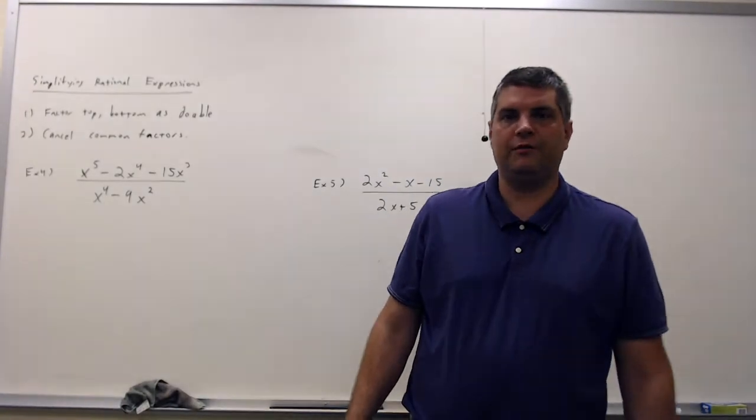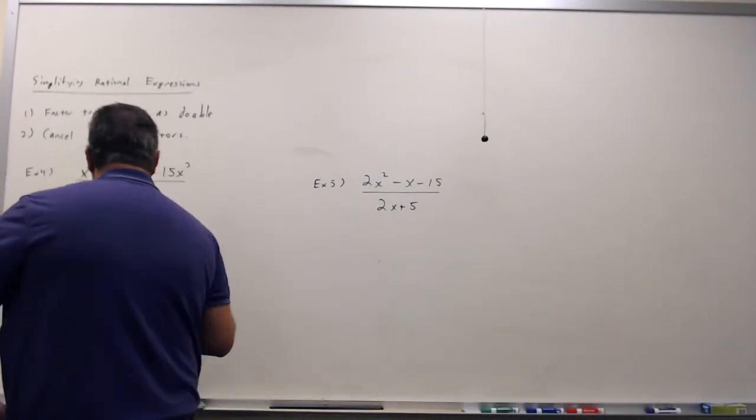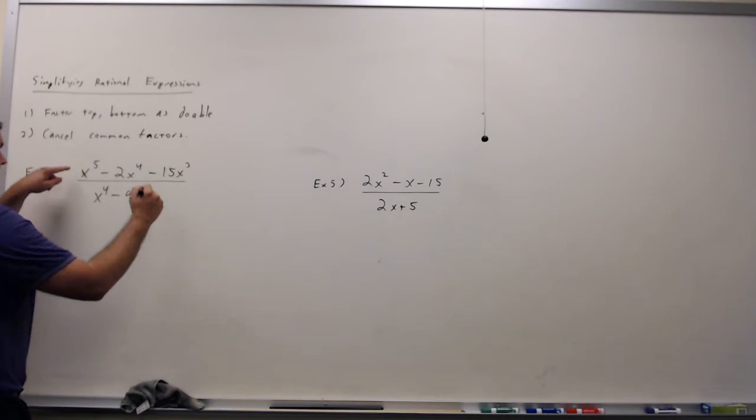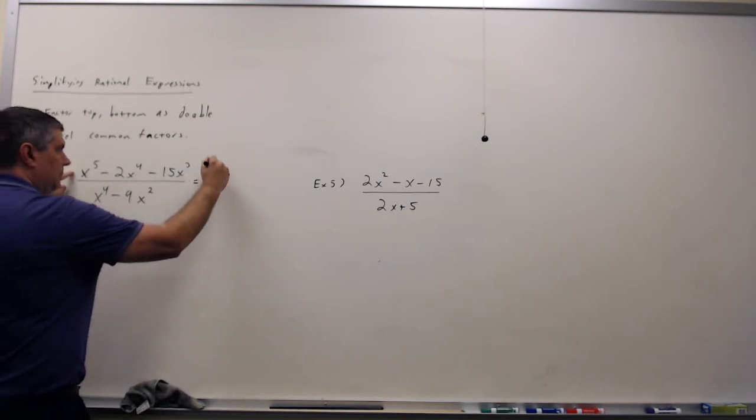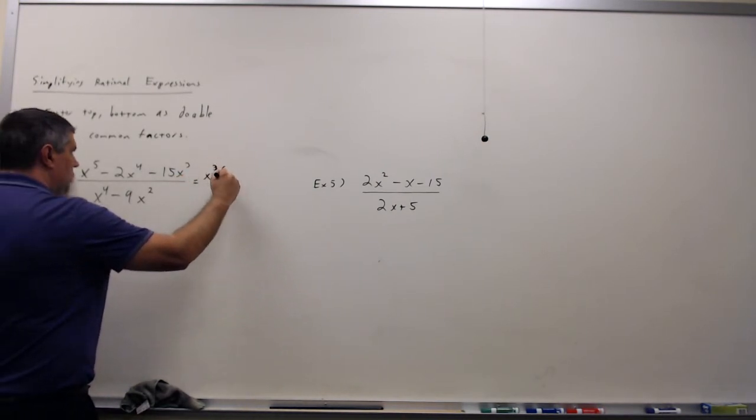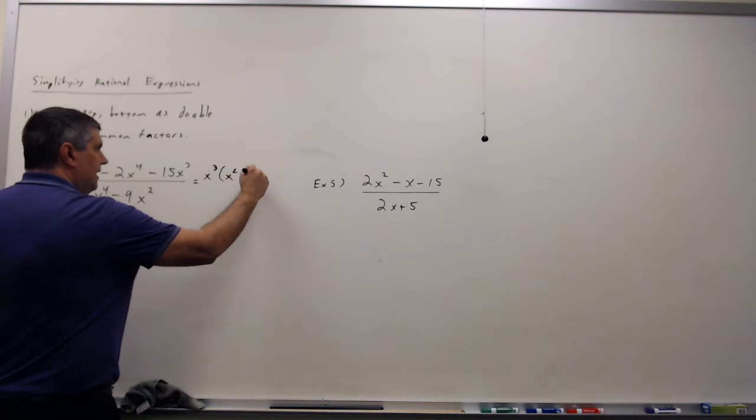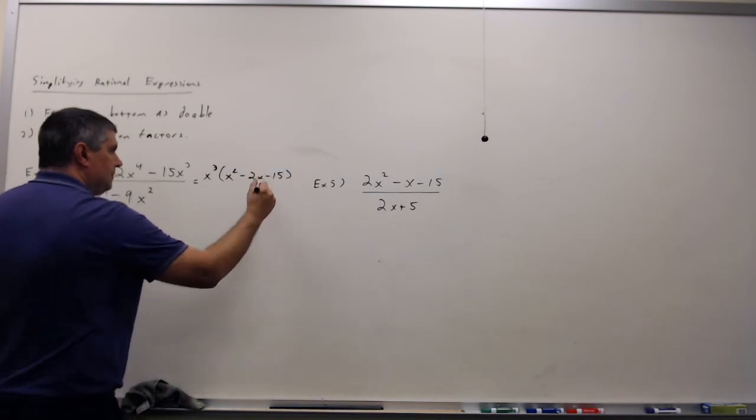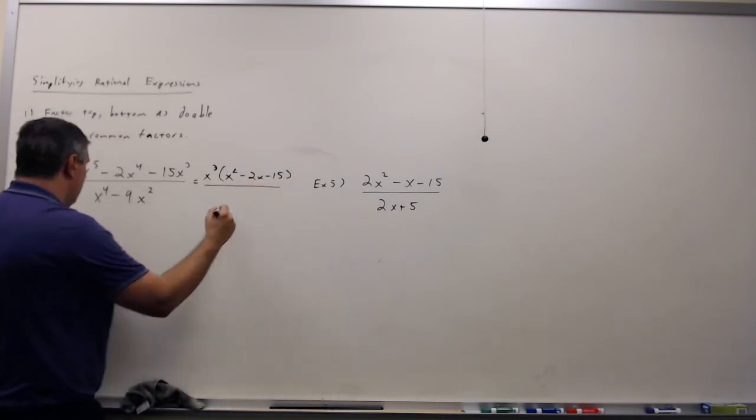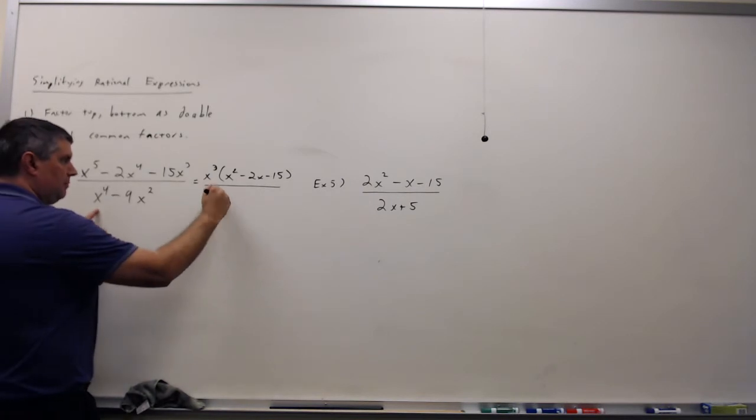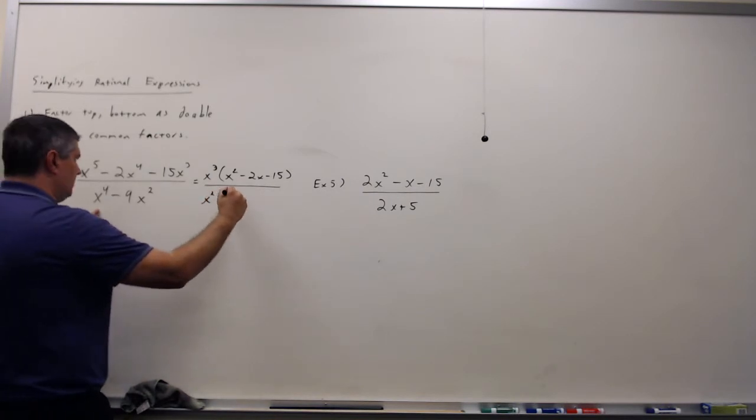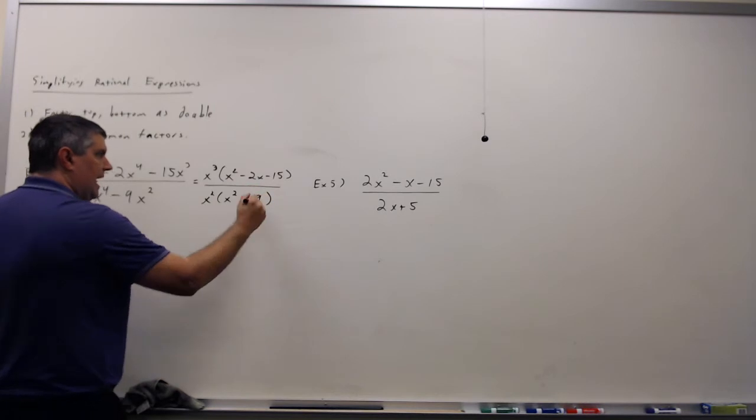Okay, so I'm going to resume here. These three all have an x cubed in them. That leaves me x squared minus 2x minus 15. These both have an x squared in them. And you take that out, you're left with that.